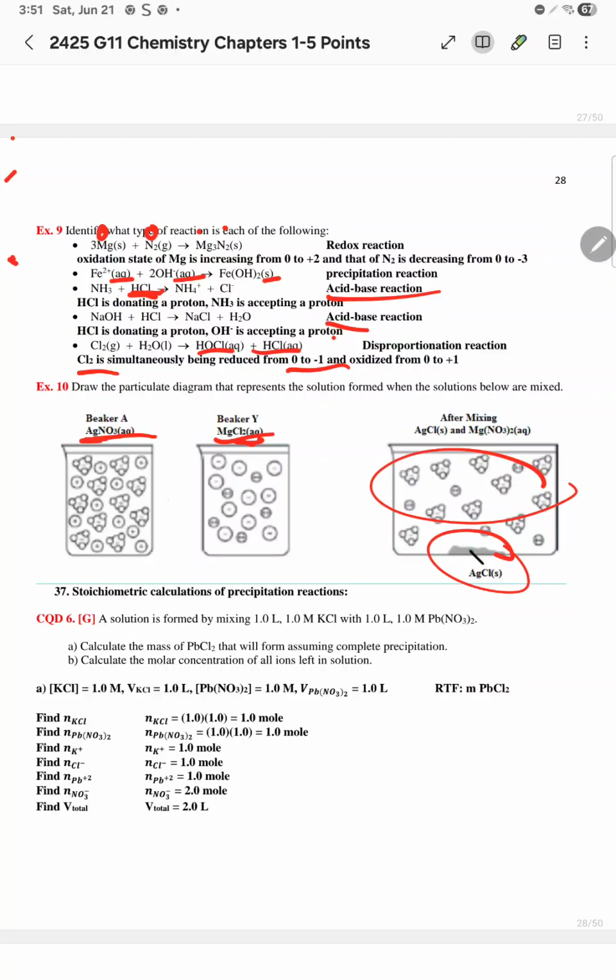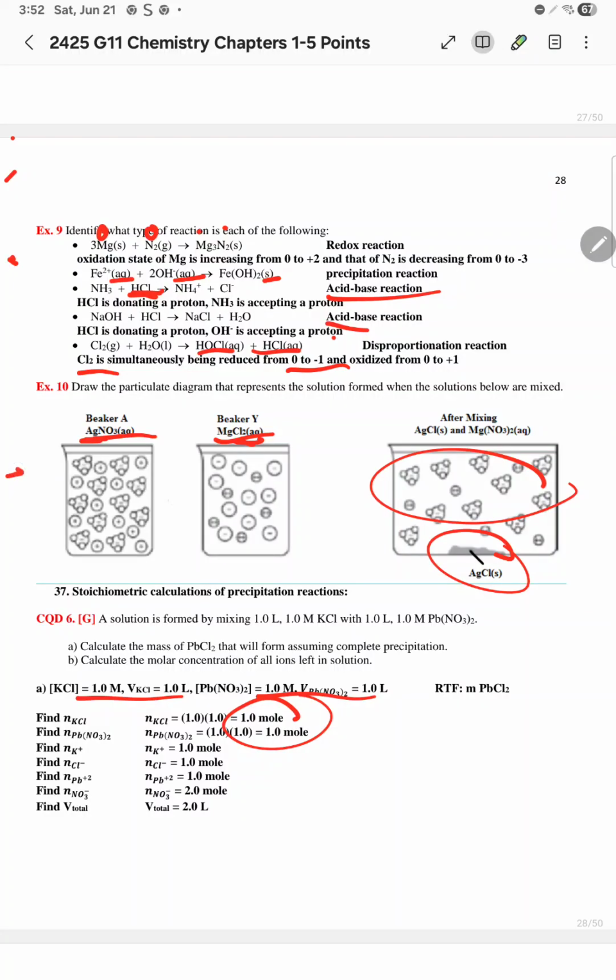Now, stoichiometric calculations of precipitation reactions. What do they want? A solution is formed by mixing 1 liter of 1 molarity KCl with 1 liter of 1 molarity Pb(NO3)2. Calculate the mass of PbCl2 that will form, assuming complete precipitation. So we need to find the moles of KCl and the moles of Pb(NO3)2. Each one will have 1 mole, because 1 times 1 gives you 1 in both cases.